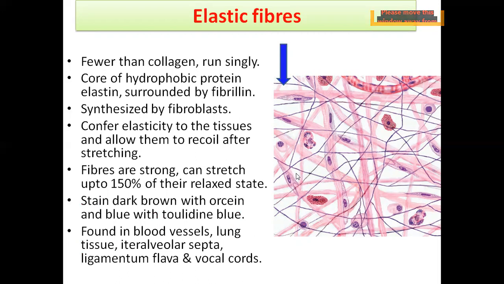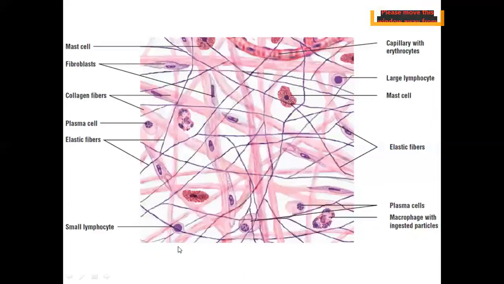They stain dark brown with orcein and blue with toluidine blue. If you use orcein stain, these elastin fibers are stained brown, and if you use toluidine stain, the fibers take a blue color. These elastin fibers we find in blood vessels, lung tissue, interalveolar septa, ligamentum flava, and vocal cords.